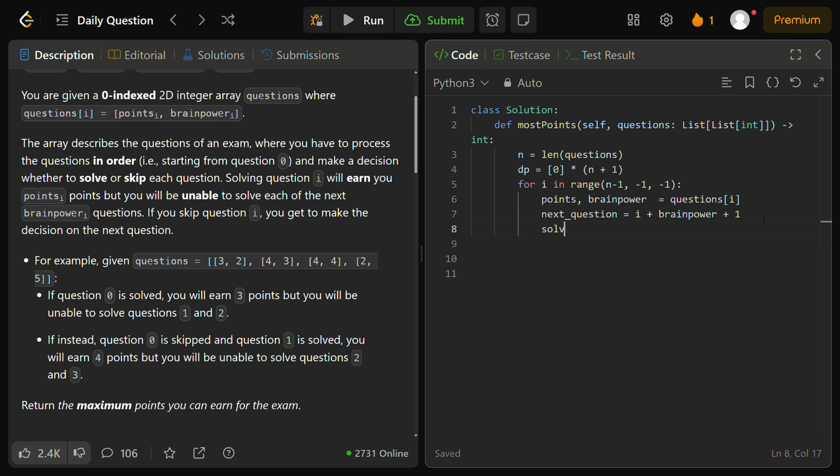So I'm going to title it solve and explain it in a quick minute here. It's going to be the number of points that we have for this current question plus, and I'll put this in parentheses, dp at the next question.